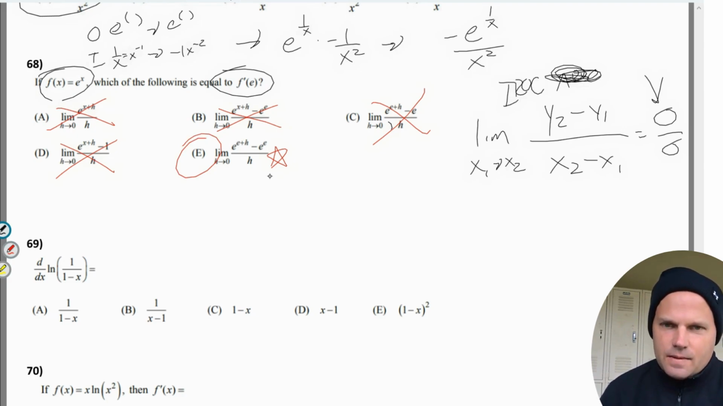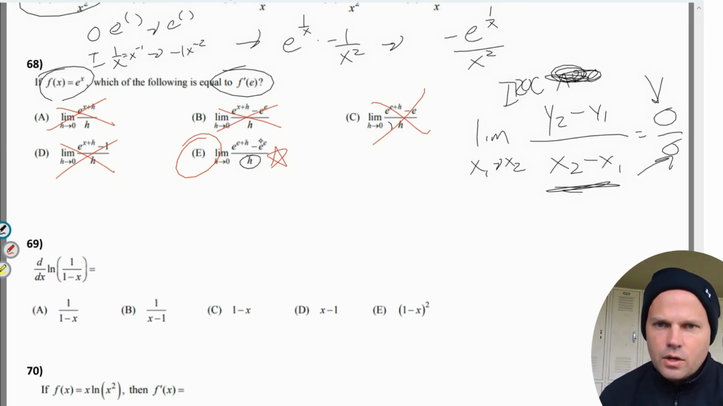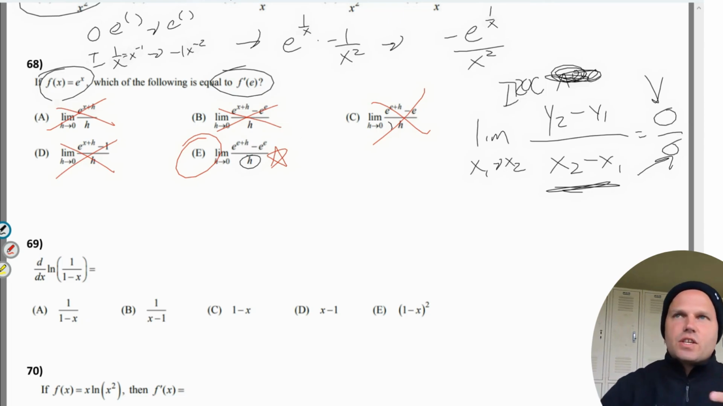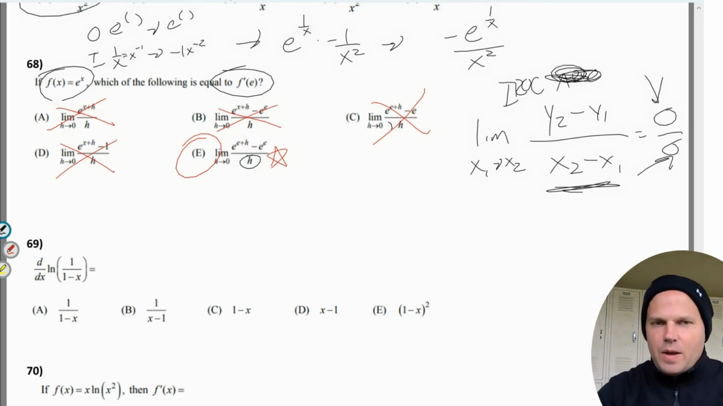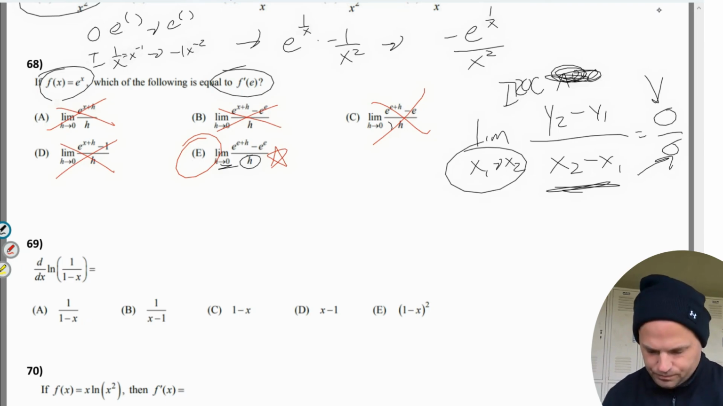So we can see that my x distance is getting closer to 0. Cool. Here's my x distance getting closer to 0. Here's my y2 minus my y1. They're approaching the same thing, which is like they're approaching the same y value as h approaches 0. So there you go. That's the one.